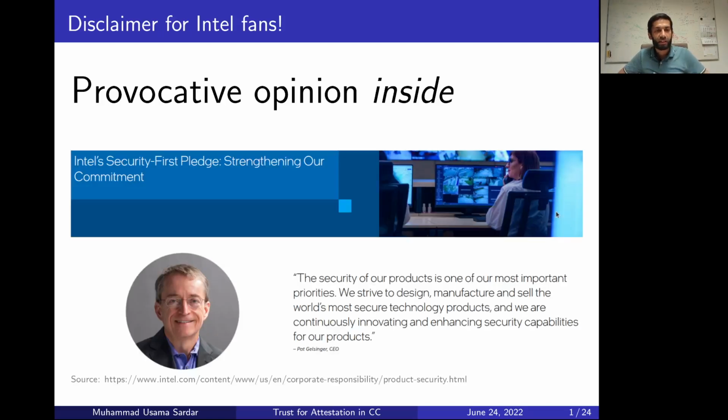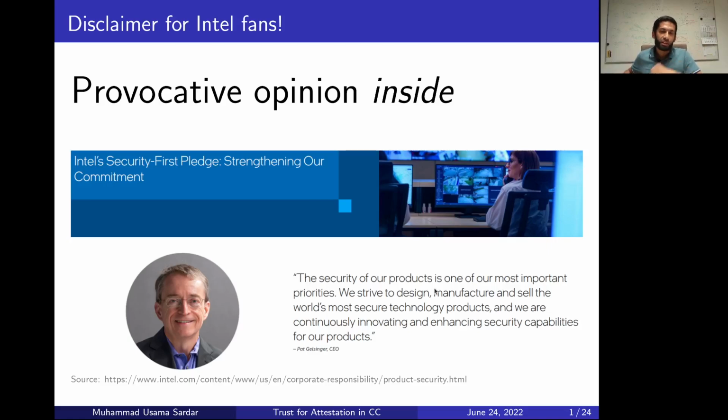So let's get started with Intel's Security First Pledge, which says that the security of our products is one of our most important priorities. Cool. We strive to design, manufacture, and sell the world's most secure technology products.